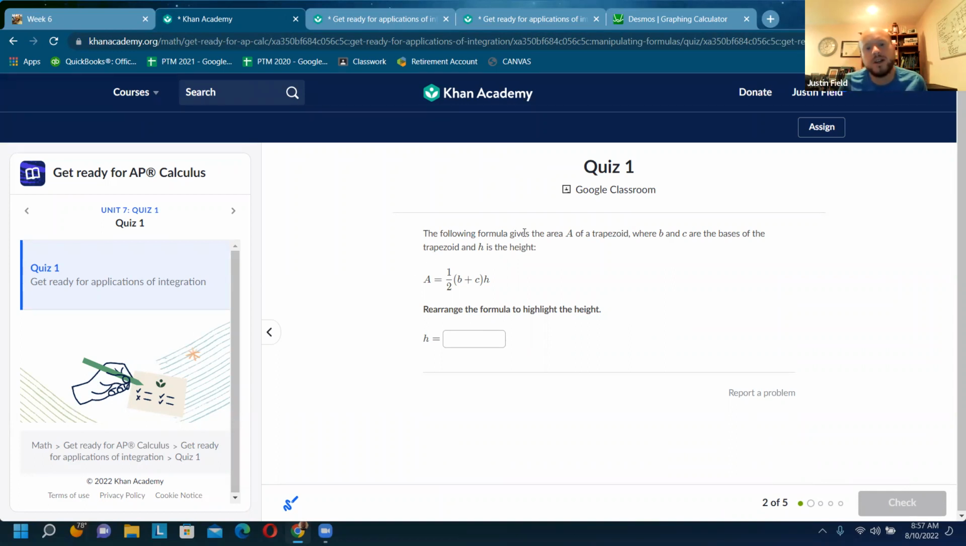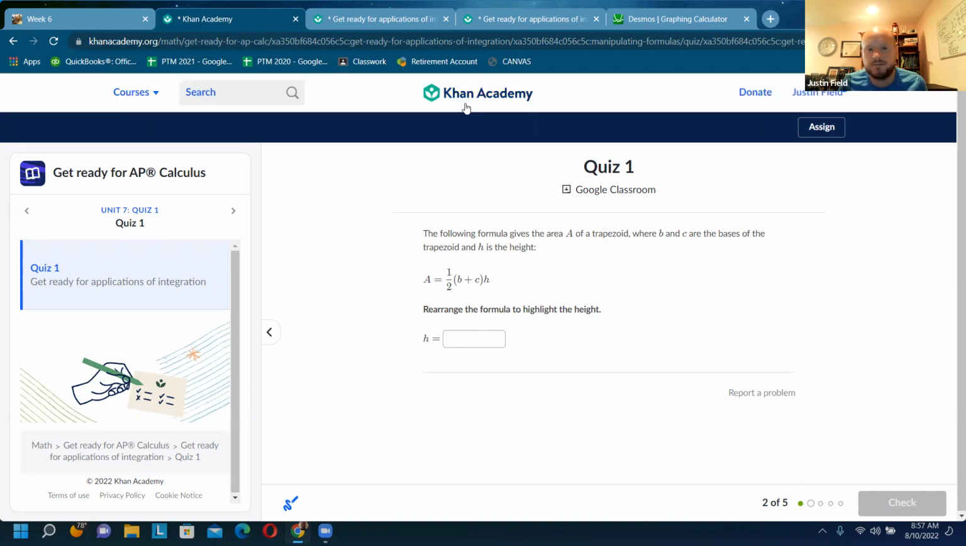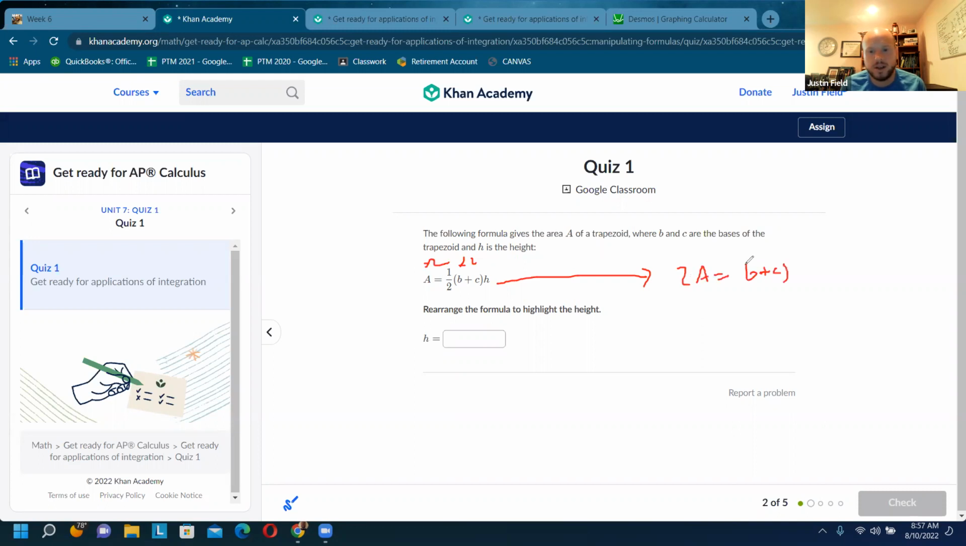The following formula gives the area A of a trapezoid where B and C are the bases of the trapezoid. Rearrange the formula to highlight the height. All right, so they want us to solve, and this is something you want to be able to do rather quickly as a calculus student. So I'm already saying, multiply by 2, right? So then we have 2a equals (b plus c) over h, and then we have to divide. So then h equals 2a over (b plus c).